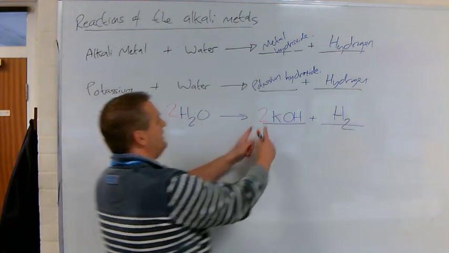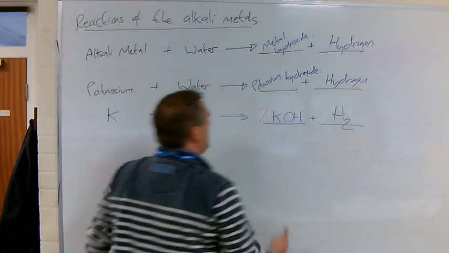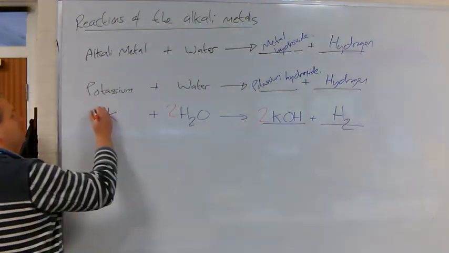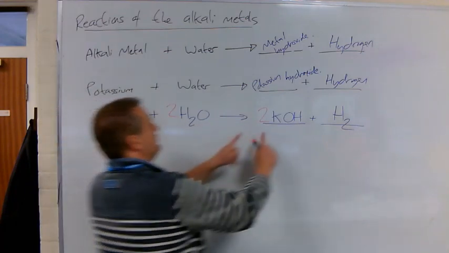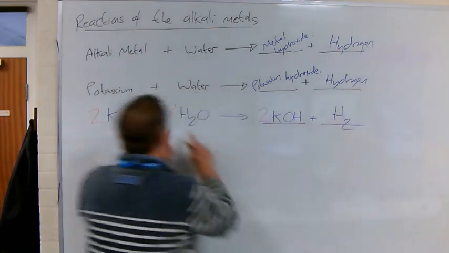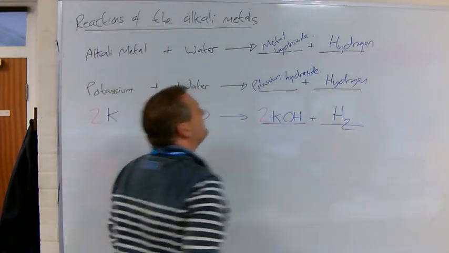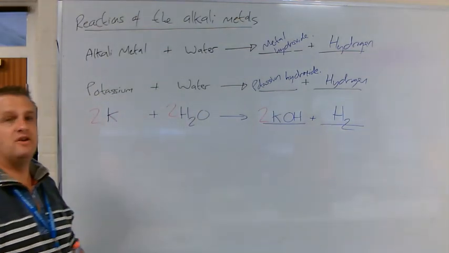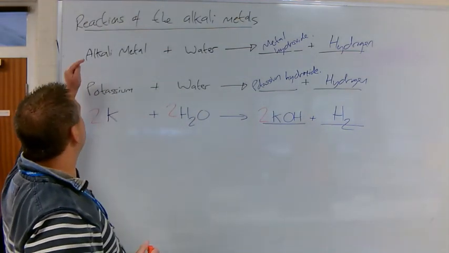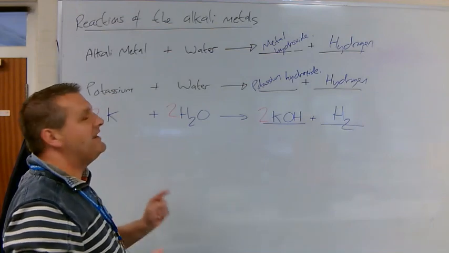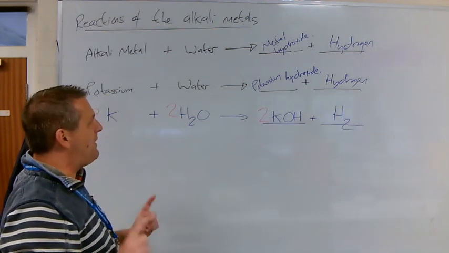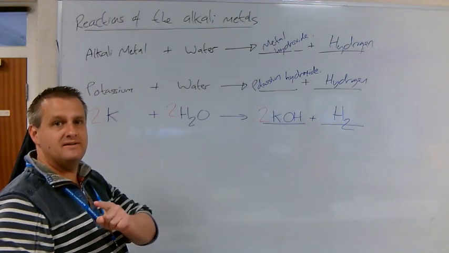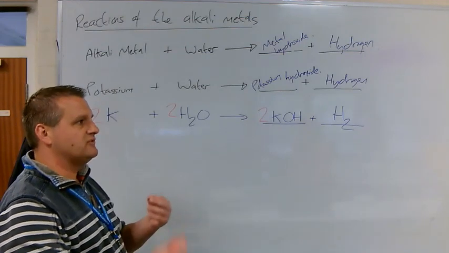2 oxygen on this side now matches the 2 oxygen on this side. 2 potassium, I therefore just need a 2 there. 2 potassium, 4 hydrogen, 2 oxygen, and 2 oxygen. And that is our balanced symbol equation for the alkali metals, and of course all the rest were balanced in exactly the same way. We have one more thing to do, and that's to explain why potassium was really exciting, whereas the lithium was much less so.